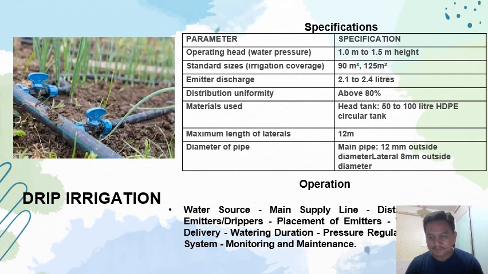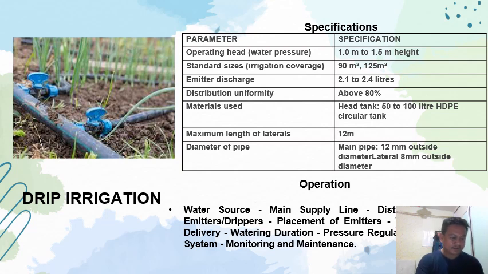Material used: head tank, 50 to 100 liter HDPE circular tank. Maximum length of lateral: 12 meters. Diameter of pipe: main pipe 12 millimeter outside diameter, lateral 8 millimeter outside diameter.